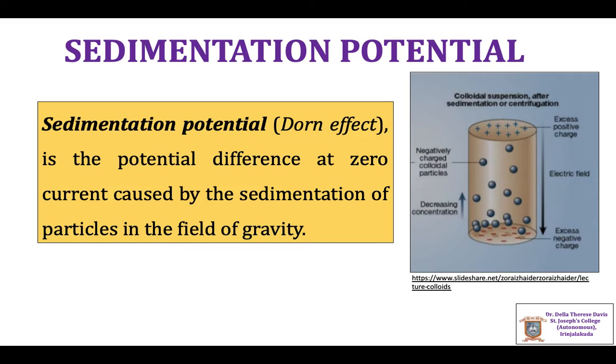Similarly, if the colloidal particles are positively charged, they carry their fixed charge towards the bottom, so that the bottom of the liquid column becomes more positive, and thus a potential difference is developed at different heights of the liquid column through which the particles are allowed to settle. This is known as the Dorn effect or sedimentation potential.